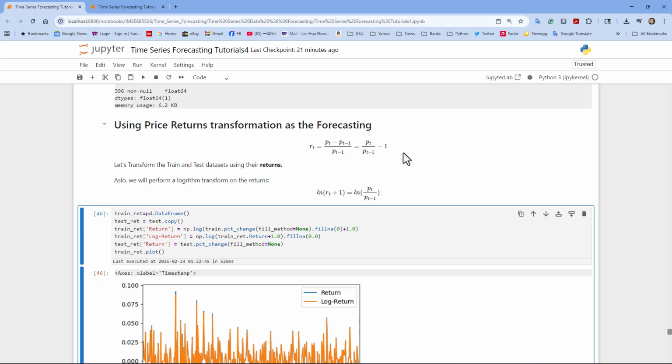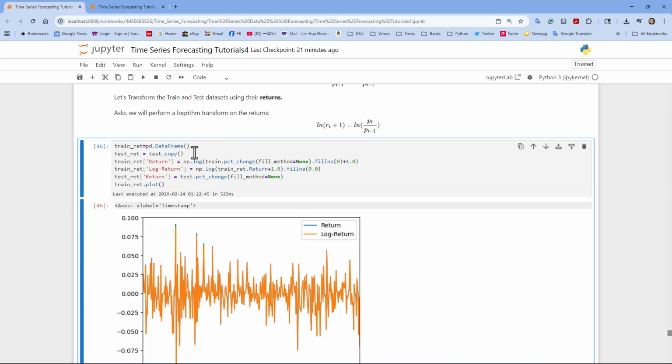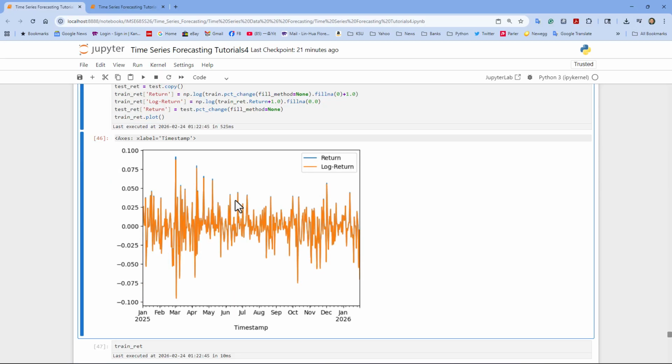And then we'll take a natural log of these prices, and this is the log of the return. We call it the log of a return. After we compare these, we can see that the log of a return looks much simpler and more stable. It takes out the trend, but the seasonal pattern is still there.